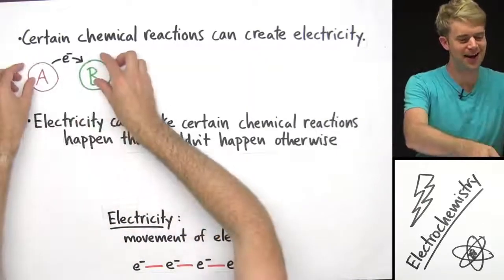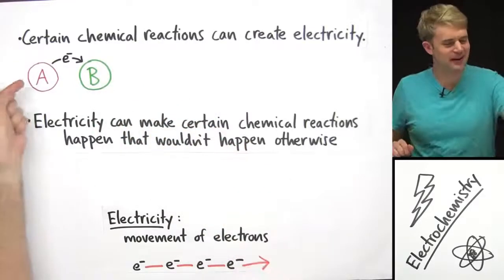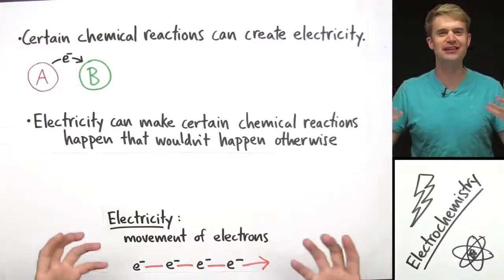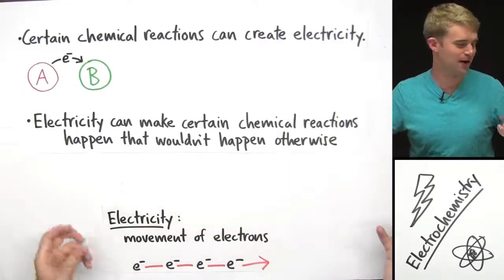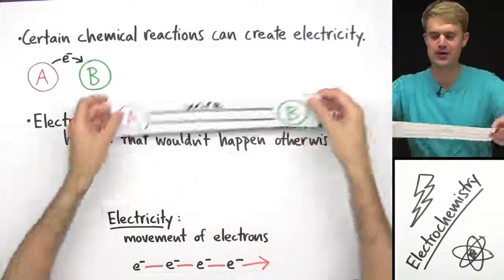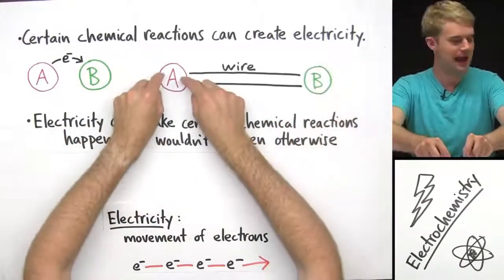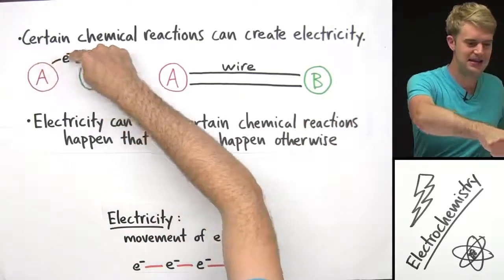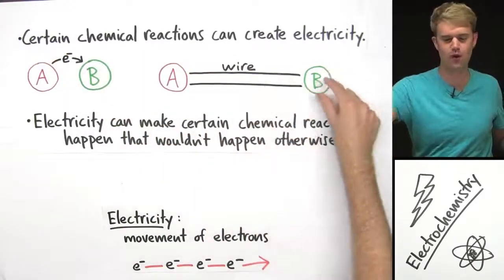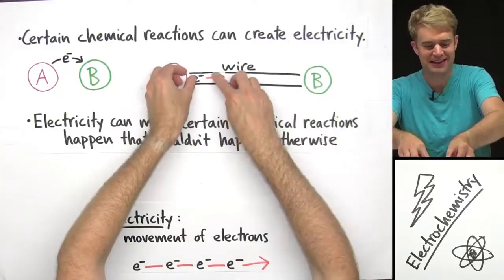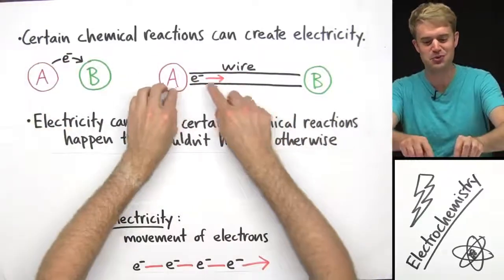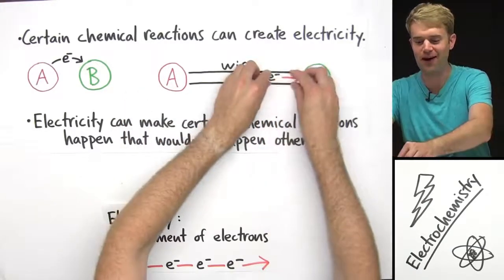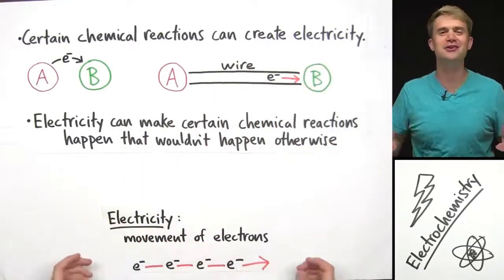So here I've got an oxidation-reduction reaction where electrons are moving from A to B. How can I use this to create electricity, like along a wire? Well, what we could do is separate A and B. We know that electrons want to move from A to B, so if we separate them with a wire, then the electrons moving between these atoms will have to travel through the wire, and bam, we've got electricity.